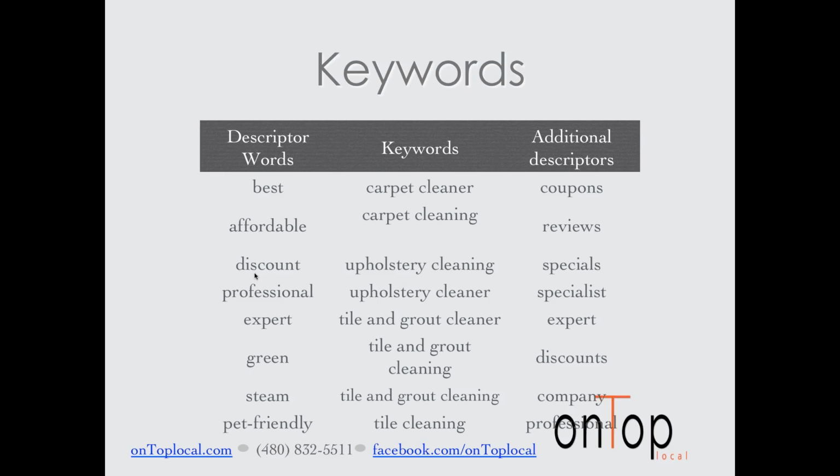Now, descriptor words, well, let's start with keywords first, actually, because these are the easiest. These are the keywords that you want to rank for in the search engines. Now, obviously, this is not a comprehensive list, but it's just an example for you. So, for example, if I'm a carpet cleaner, my top keywords are going to be carpet cleaner, carpet cleaning, upholstery cleaner, tile and grout cleaner, tile and grout cleaning, and tile cleaning. We could also have, if we do natural stone, natural stone cleaning. But you want to sit down and make a list of what your top keywords are.